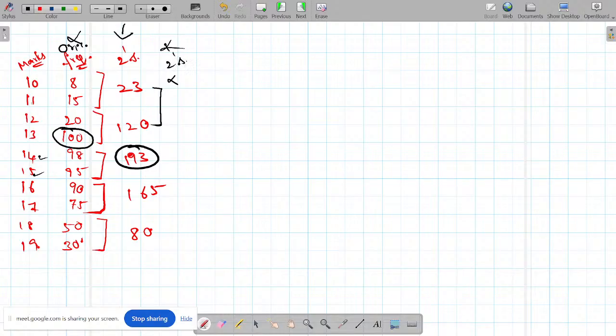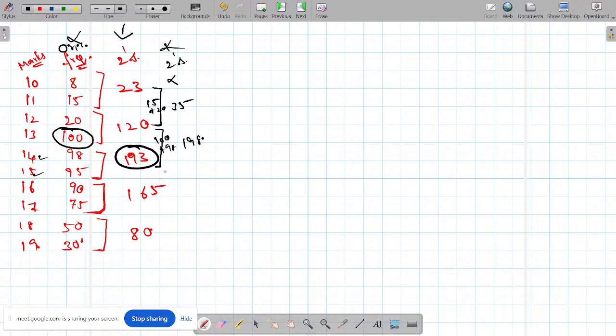Which means what? I'm not going to consider 10. Instead, 11 and 12 are put in a group, which means 15 and 20. See, 15 plus 20 is 35. Next two in a group, that's for 13 and 14: 100 plus 98, 198.